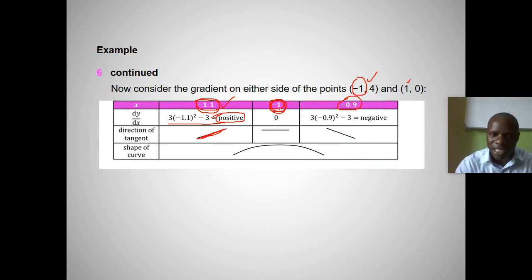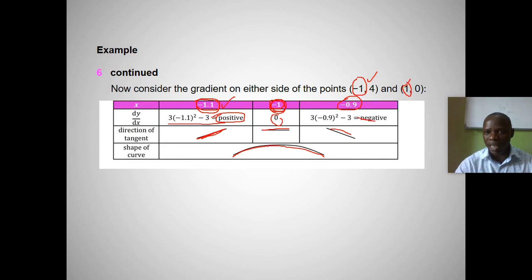Then we know at negative 1, the gradient is 0. So it is a flat top. Then when we put in negative 0.9, it gives a negative answer. Therefore, it is dipping down. So we now know the curve behaves like this at negative 1. Hope that is clear. If we've checked this one, then we also have to check 1.